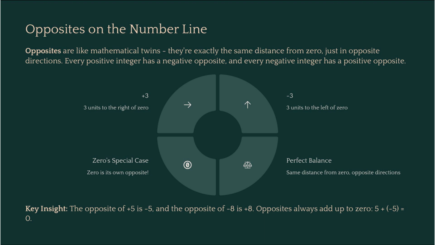A neat concept on the number line is opposites. Opposites are two numbers that are the exact same distance from 0, but on opposite sides. For instance, +5 and -5 are opposites. They are both 5 units away from 0. When you combine any number with its opposite, you always get 0.